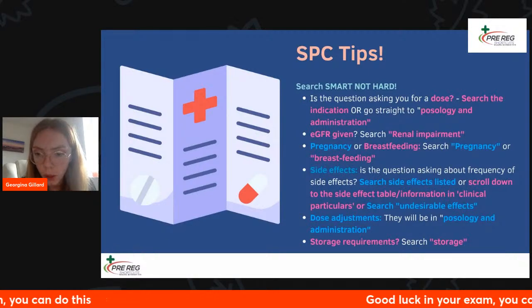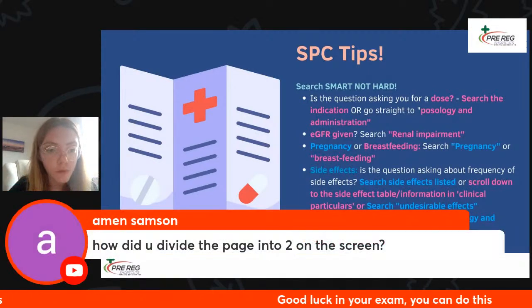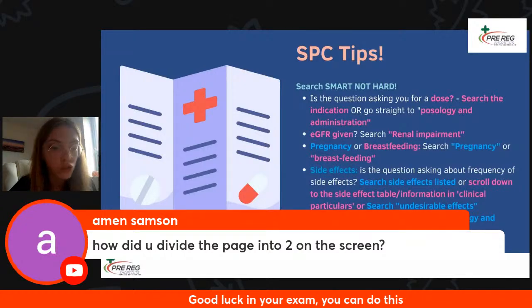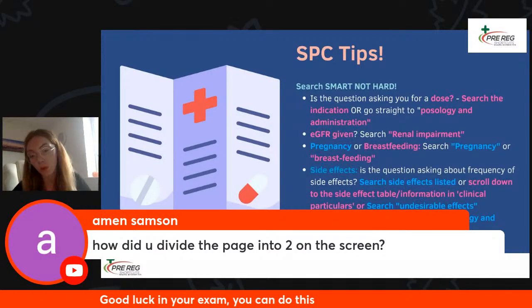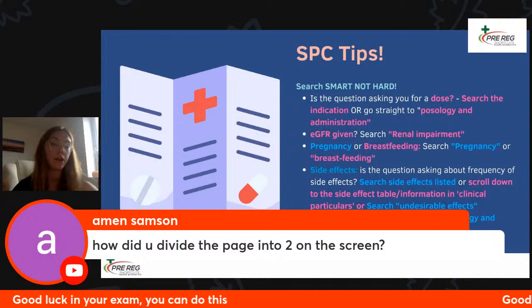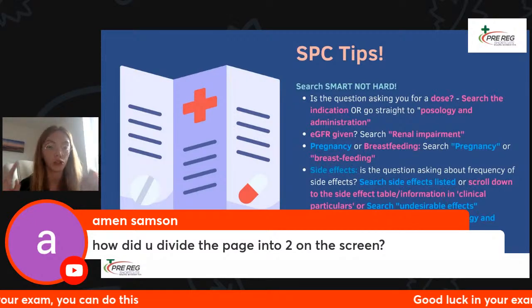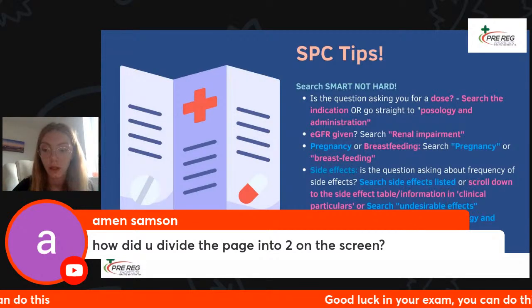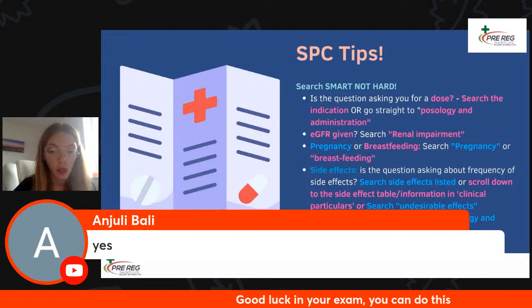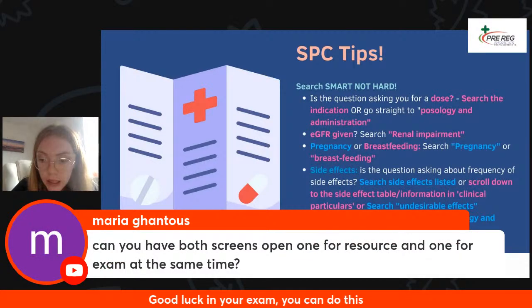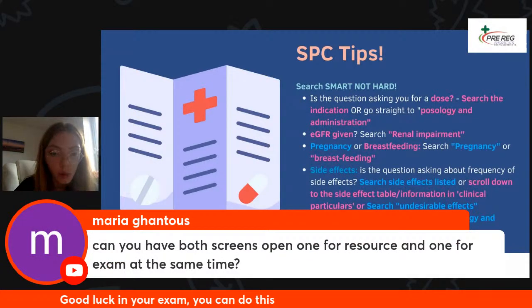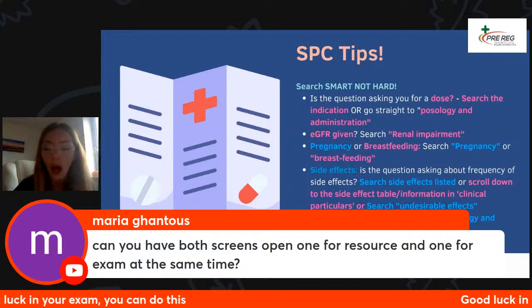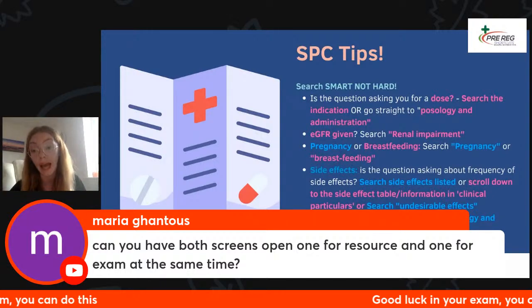So, going through some quick questions. How did you divide the page into two on the screen? The GPhC says that it does it automatically. You don't need to be flicking between the two pages at all. And can you have both screens open, one for the resource and one for the exam, at the same time? Yes, GPhC says that you can.